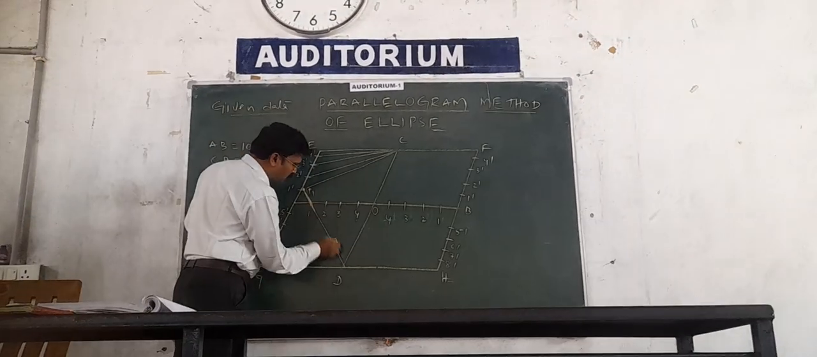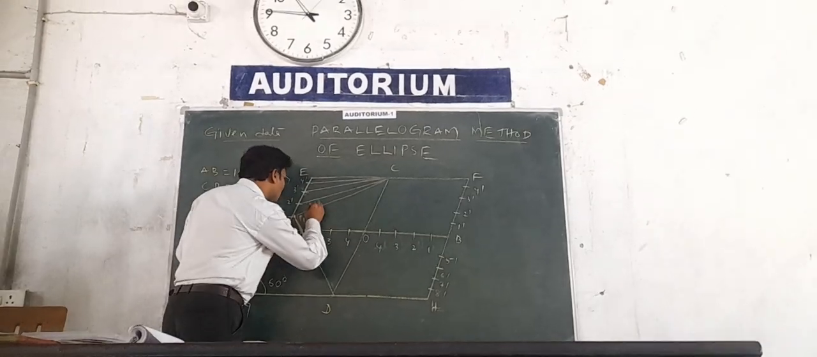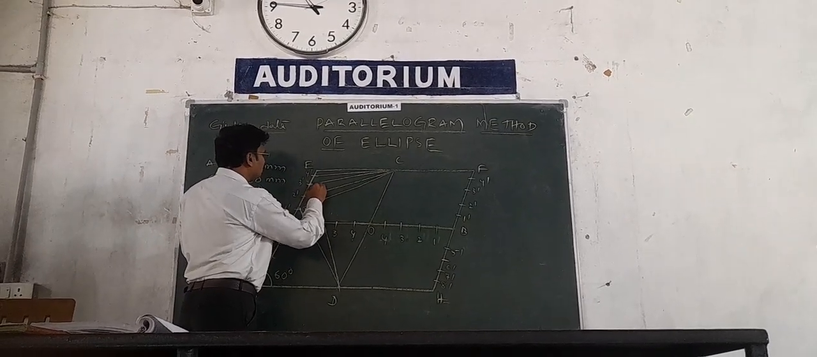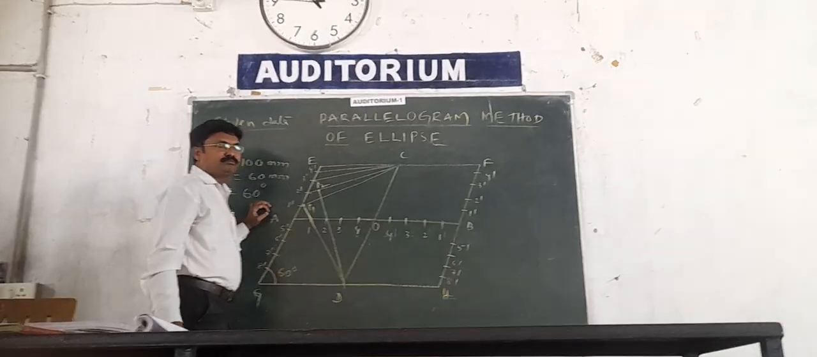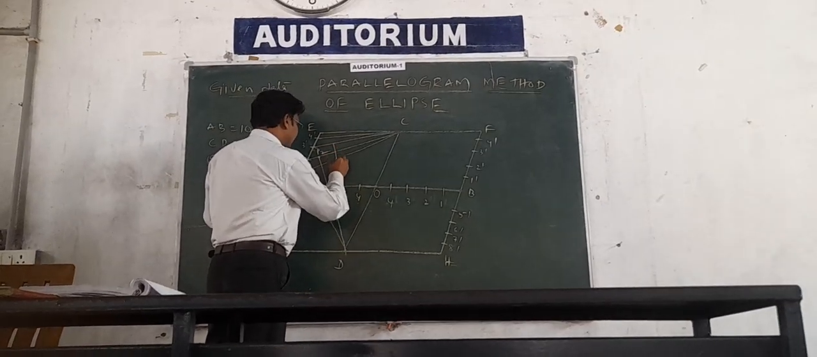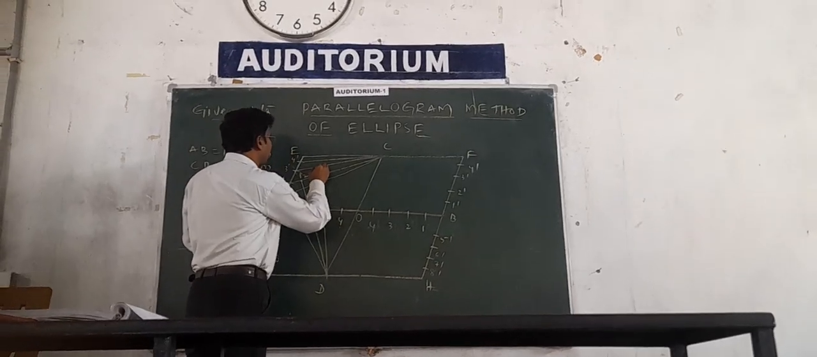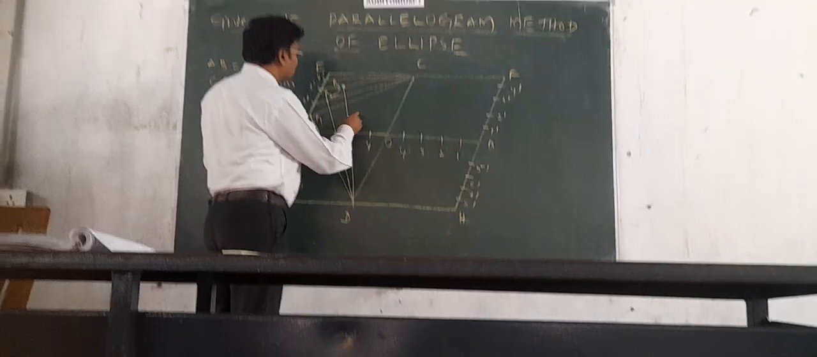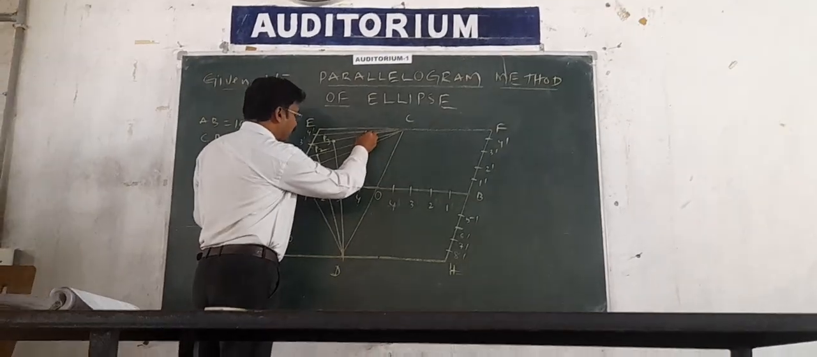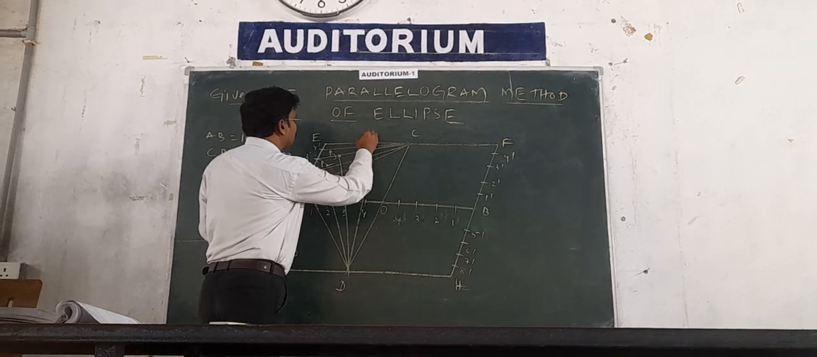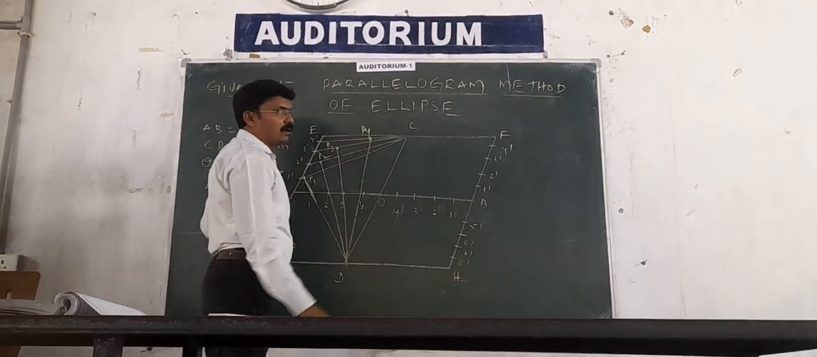Next join 2 and D, and extend it up to 2 dash. You will get the second point P2. Next join 3 and D and extend it up till 3 dash. You will get P3, the third point. And then the last point, join 4 and D and extend it up till 4 dash. You will get P4. Okay?